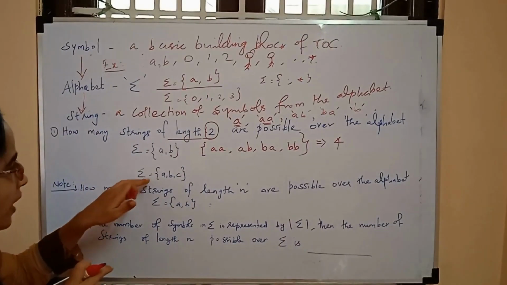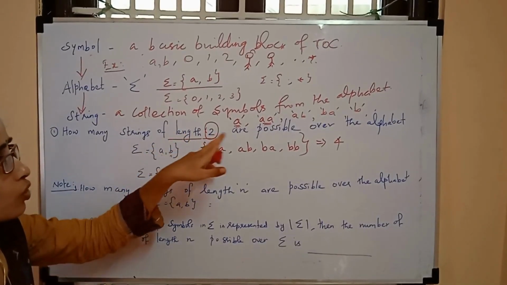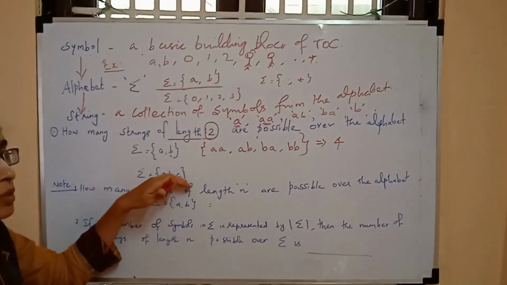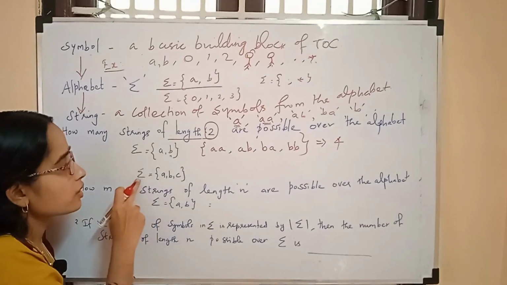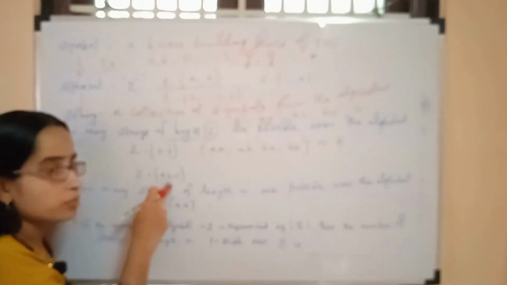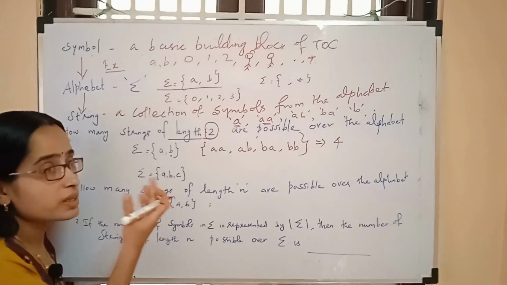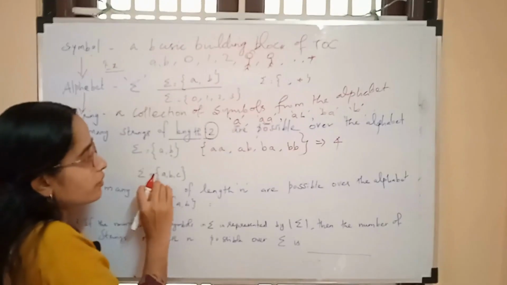So now you have one more question. How many strings of length 2 are possible over the alphabet A comma B comma C? They have given one more element here. So in this set sigma, you have 3 elements, A comma B comma C. You have to form strings with the length 2 from the given alphabet.